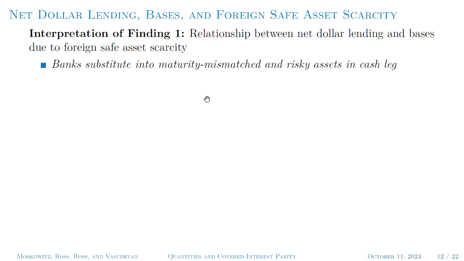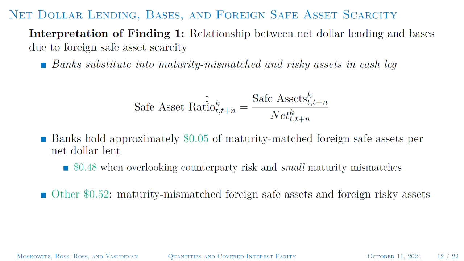So we show and see in the data that banks substitute into maturity mismatched and risky assets in the cash leg. So we're going to calculate something called the safe asset ratio to look at this. The safe asset ratio is empirically the share of high-quality liquid assets, level 1, relative to banks' net dollar lending. And if for each dollar that banks are net lending, they're perfectly holding safe assets to hedge against that, then the safe asset ratio is going to equal 1. But empirically, we find it's much smaller.